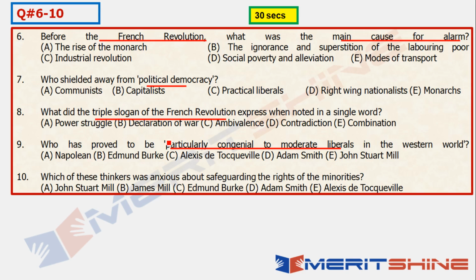Now, how did I identify that so easily? Because there was an inverted comma here. So whenever there is an inverted comma, that means that as it is, that phrase, that word would be present in the passage. So that gives a reference point to us to easily track down that particular phrase or word is there. Which one of these thinkers was anxious about safeguarding the rights of minorities? So rights of minorities or safeguarding the rights of minorities was the keyword or the main idea in this question. So we have identified what were the main issues in these particular 10 questions.